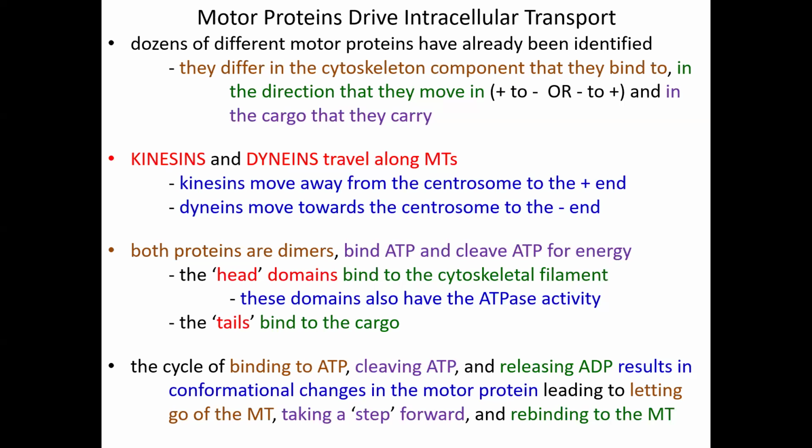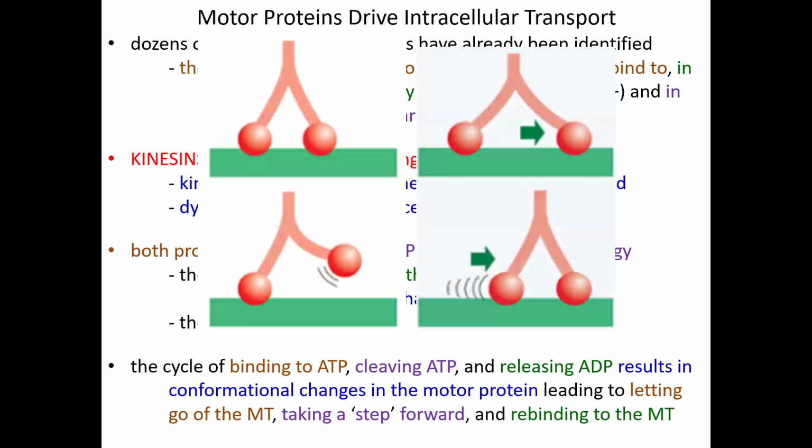But the cycle is bind ATP, cleave the ATP, making ADP, and then release that ADP. Those three things are going to lead to three different steps of walking. Bind ATP, cleave ATP, release ADP is going to result in the conformational changes needed by dynein or kinesin in order to allow this protein to walk along microtubules. So to put that in the context of the walking, this is kind of like the return state, and it's going to be step 1, step 2, step 3.